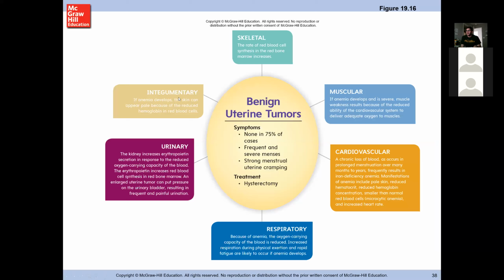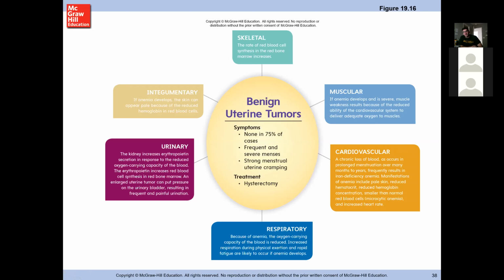Okay, so yeah, different kinds of tumors. With ovarian tumors or uterine tumors, sometimes 75% of tumors tend to be benign in uteruses. Frequent severe menses and strong menstrual uterine cramping are indicative of this, and usually a hysterectomy is the ultimate treatment here. This is a common case with internal structures like genitalia. For some reason, these structures seem to develop tumors on a regular basis. Both ovaries and uteruses tend to develop these.